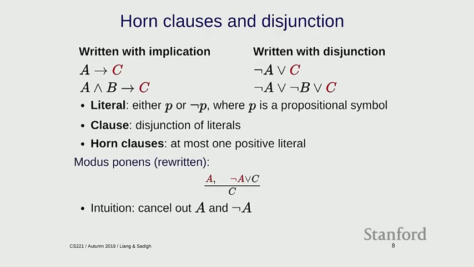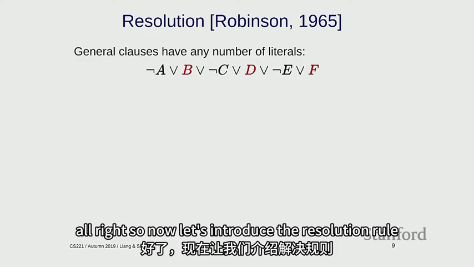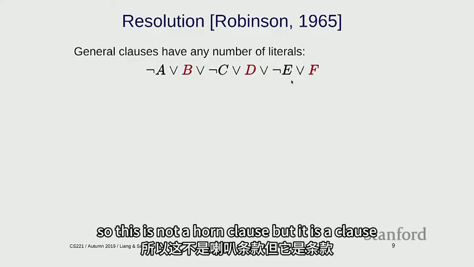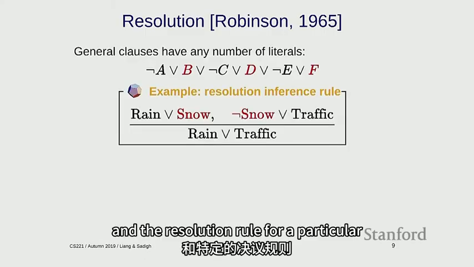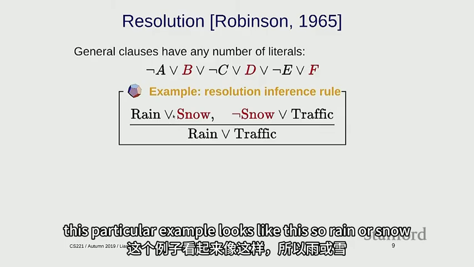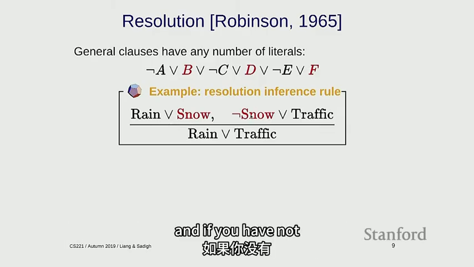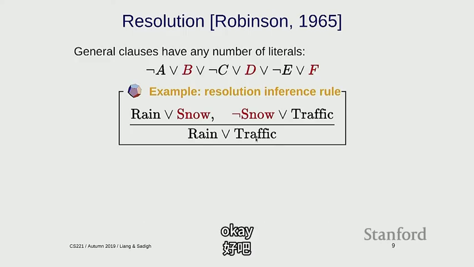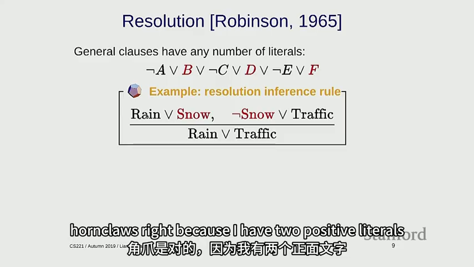All right, so now let's introduce the resolution rule. General clauses could have any number of literals. So this is not a horn clause, but it is a clause. And the resolution rule for this particular example looks like this: rain or snow, and not snow or traffic, allows you to derive rain or traffic. So this is not a horn clause, right? Because I have two positive literals.